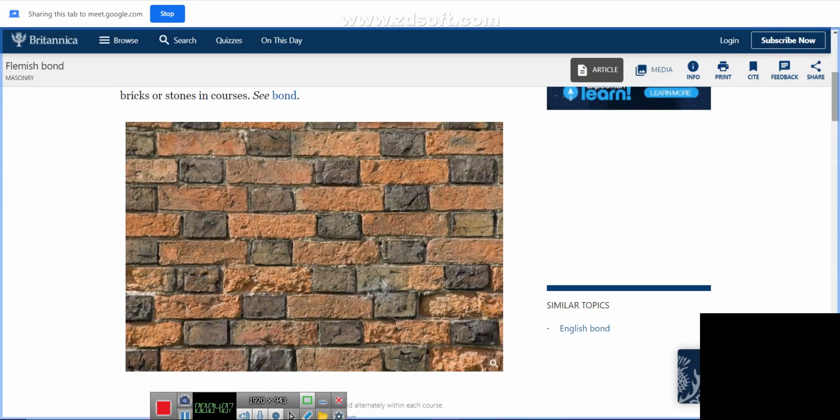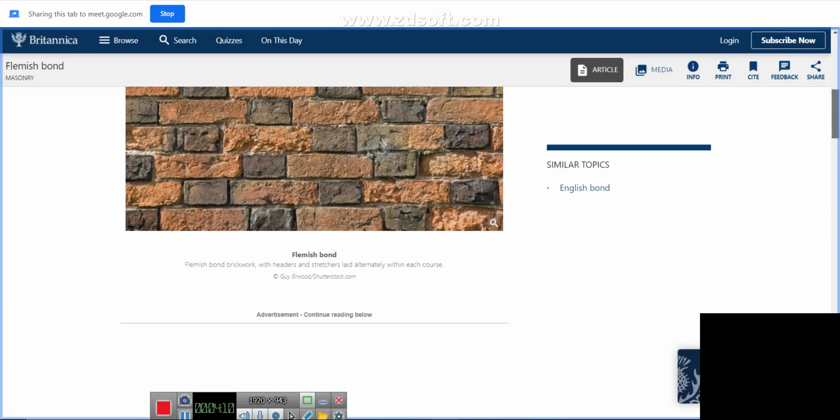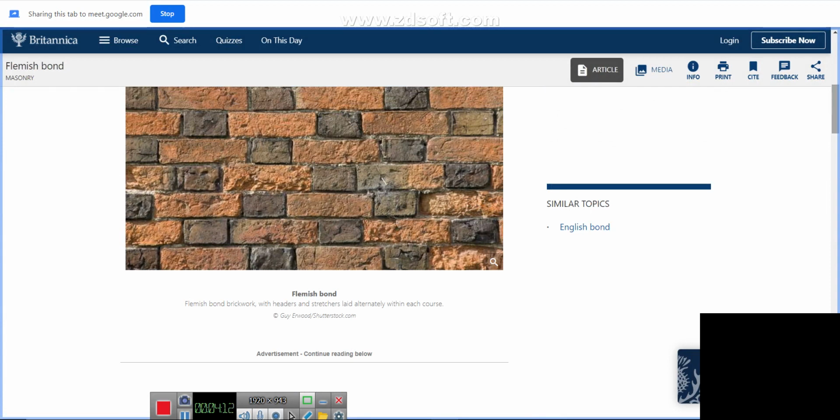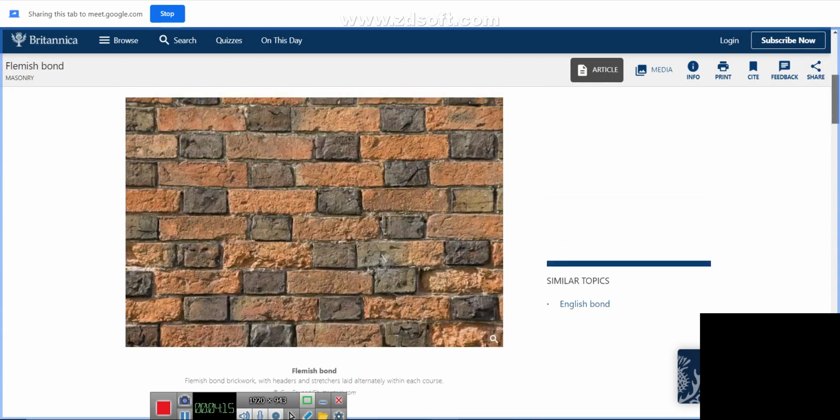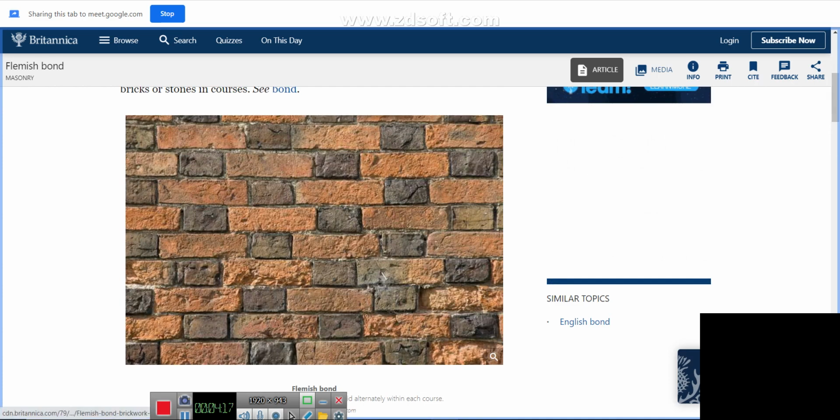Okay. Now this is a Flemish bond. Can you observe this figure? Are you able to see it? Yes, sir. Okay, fine. Looking at the figure, you can explain yourself what a Flemish bond is. You remember what an English bond is; it has already been discussed. Now you can tell me what a Flemish bond is. Observe this figure. What can you tell?